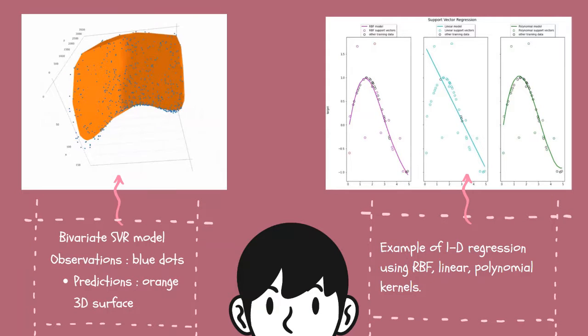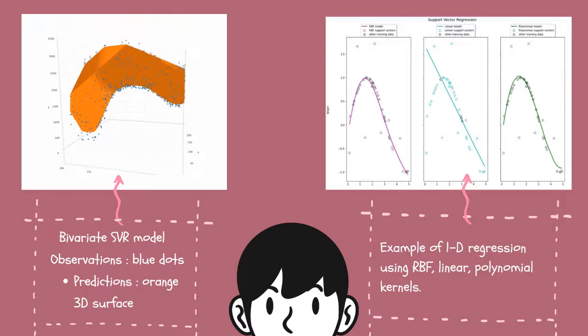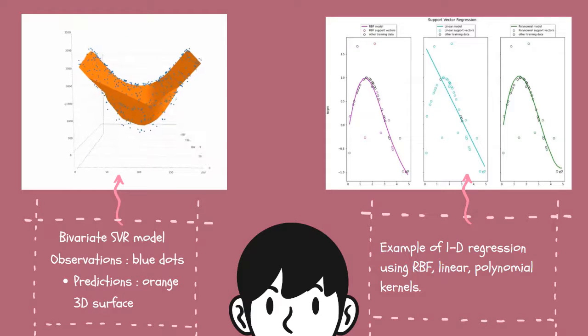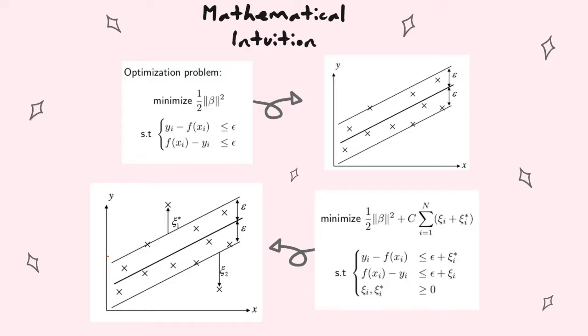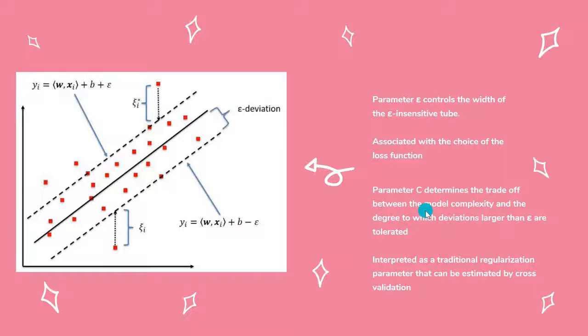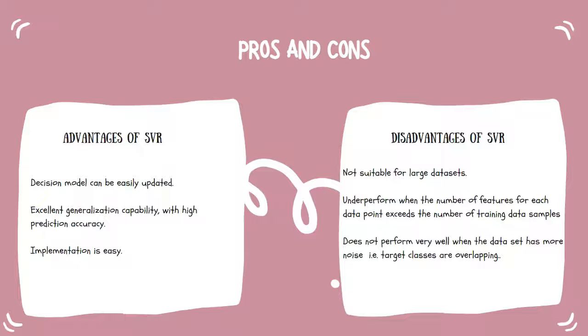We then saw two graphical representations of the SVR model. We then discussed the mathematical intuition behind SVR and the different terms involved. We then learned to code using support vector regression by modeling it on a dataset. Then we saw the pros and cons of SVR.